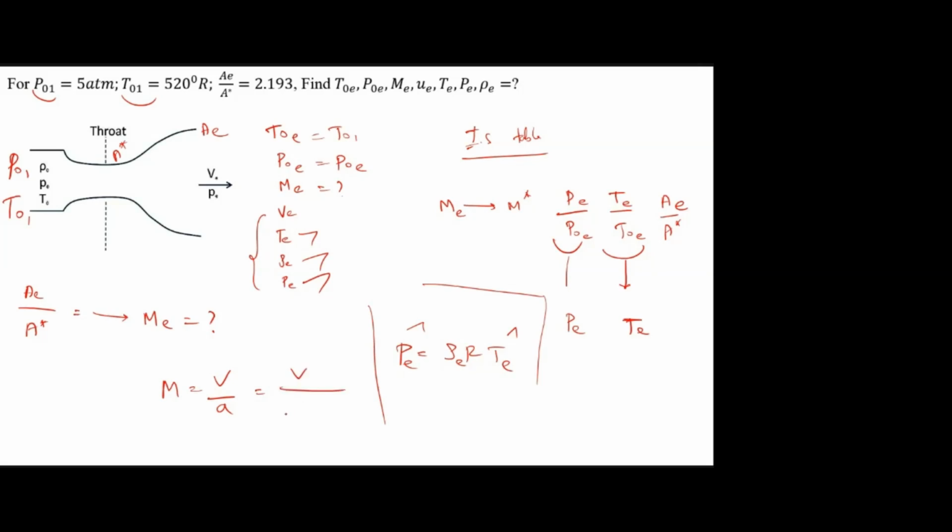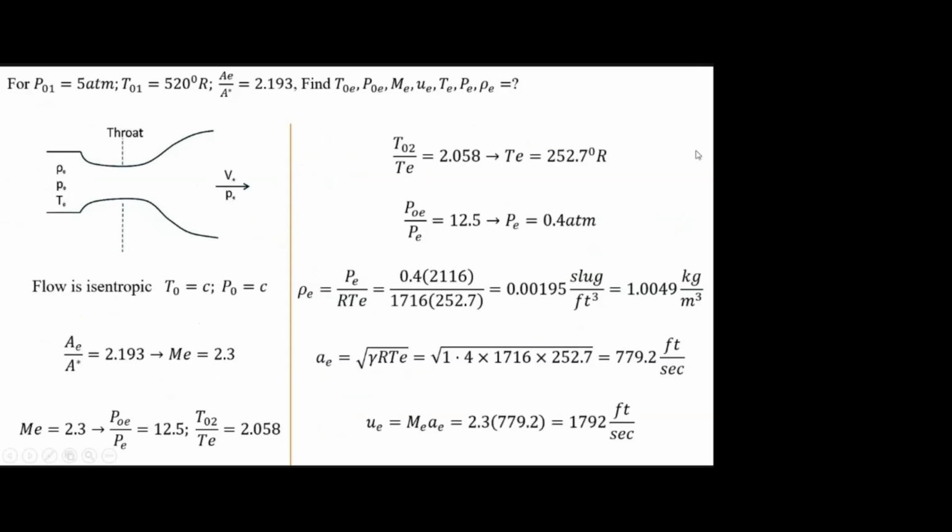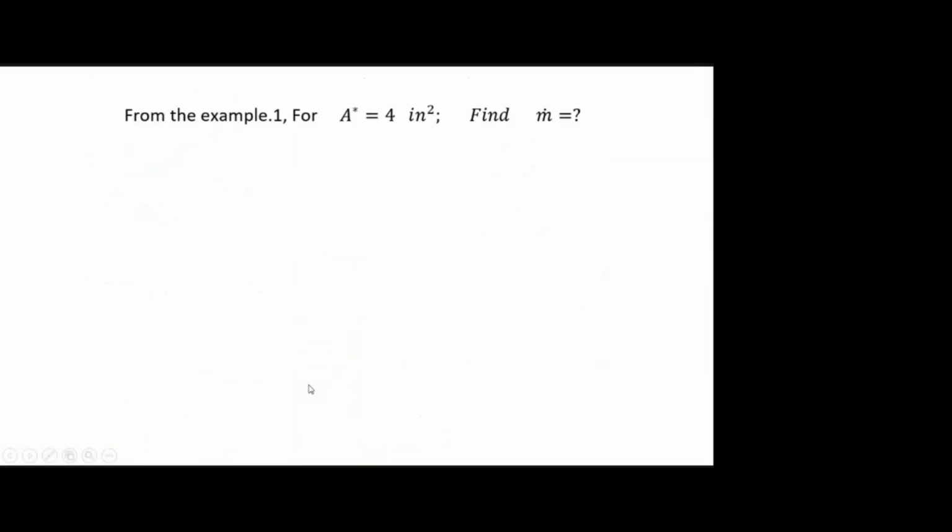So we know gamma, R, TE value, ME value. From that we can find this VE. Okay, here everything is in terms of British units. So Mach number is 2.3. Remaining is the normal procedure. P by P naught, T by T naught from the table for TE, PE. Then ideal gas law to get density. Then using M is equal to U by A, we are finding velocity.